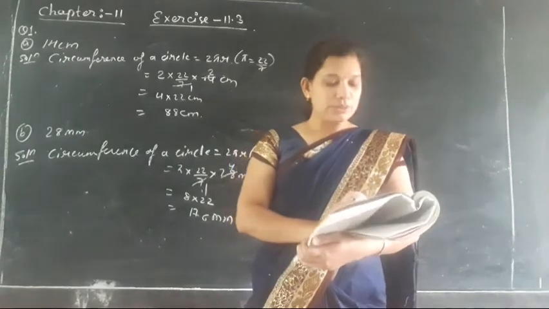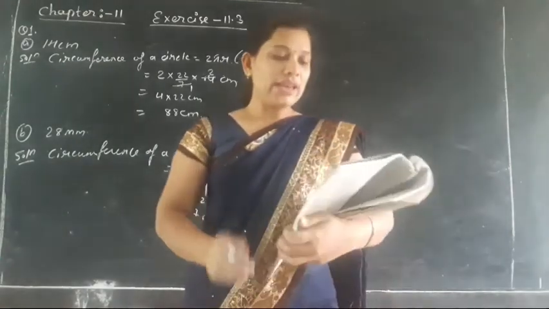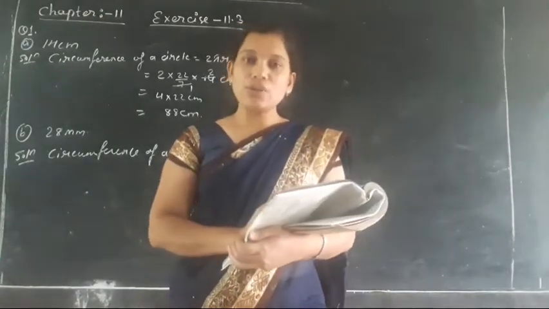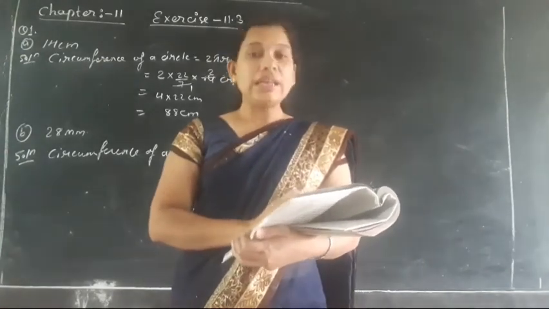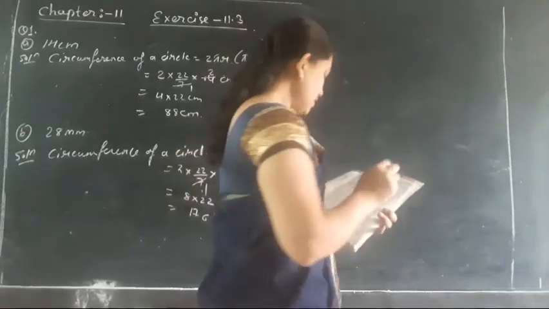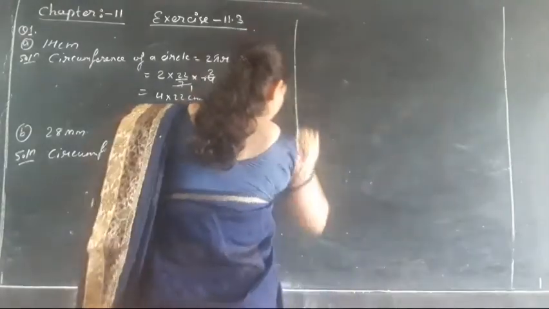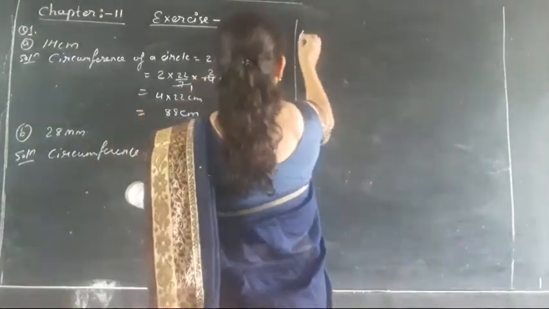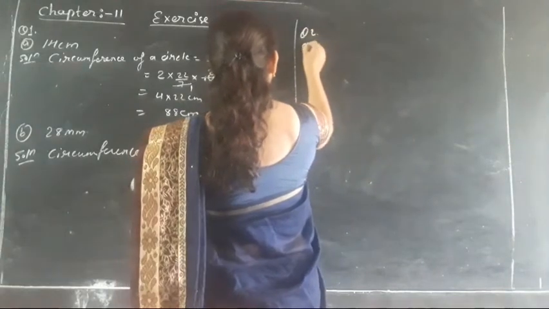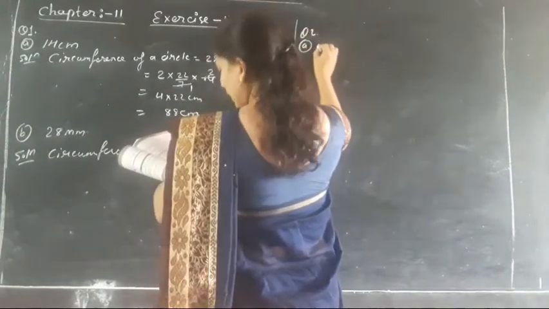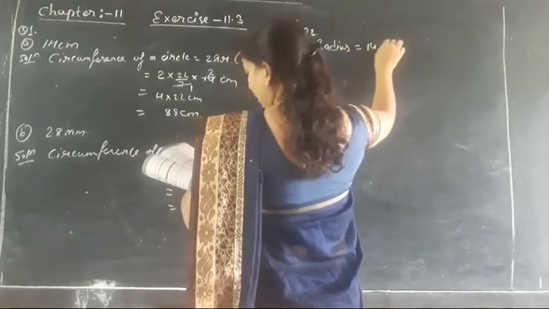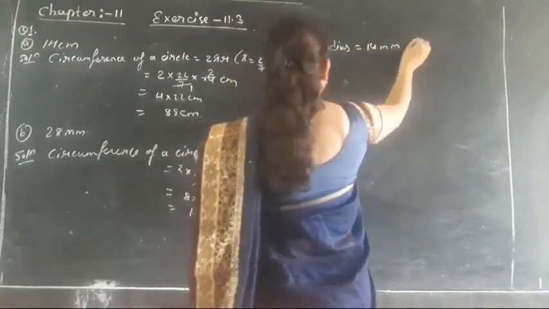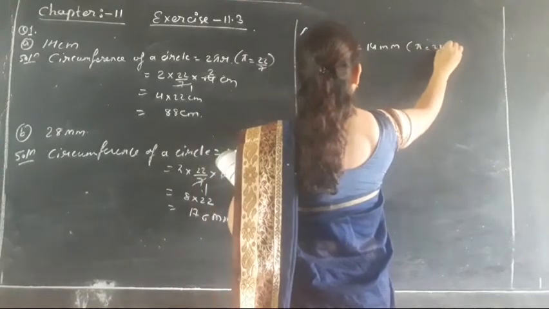Here in question number 2 it is said to find the area of the circle. So dear student, what we have to find over here? We have to find the area of the circle when the radius is given as 14 centimeter and the value of pi is given as 22/7. So look, question number 2a part. How much is the radius given? Radius is given as 14 mm and the value of pi we have to take as 22/7.